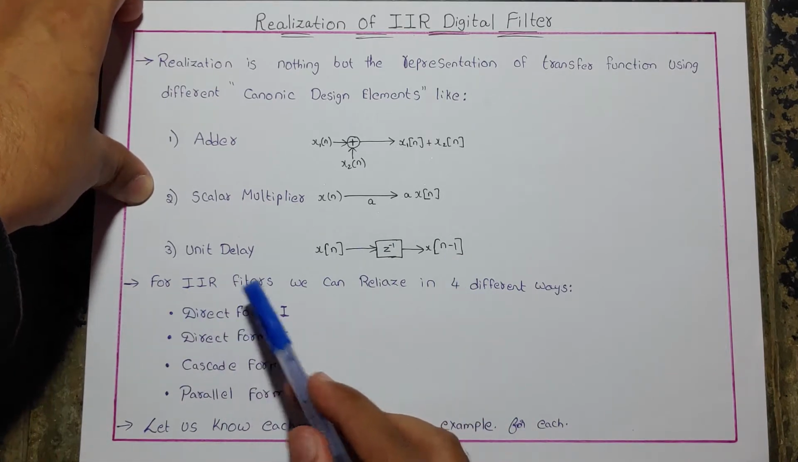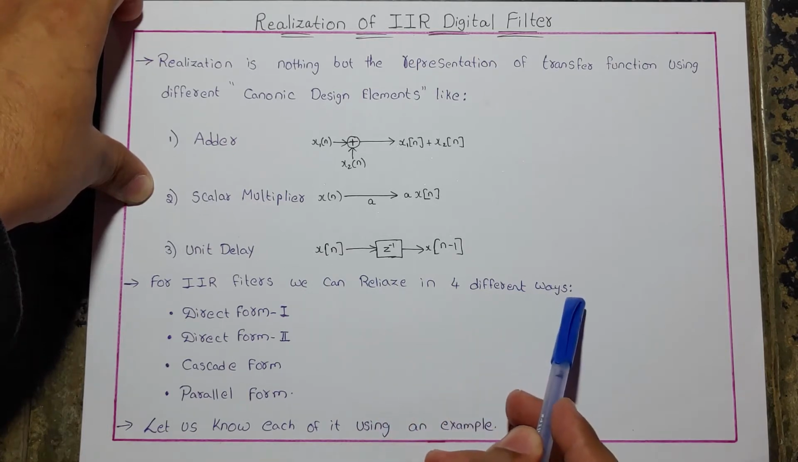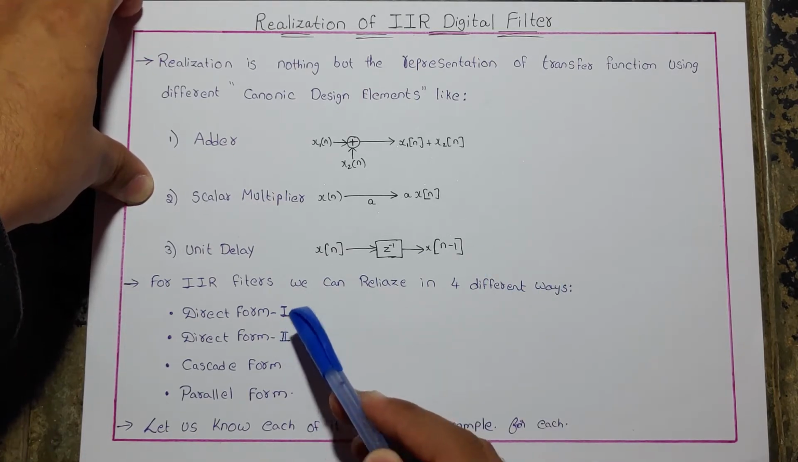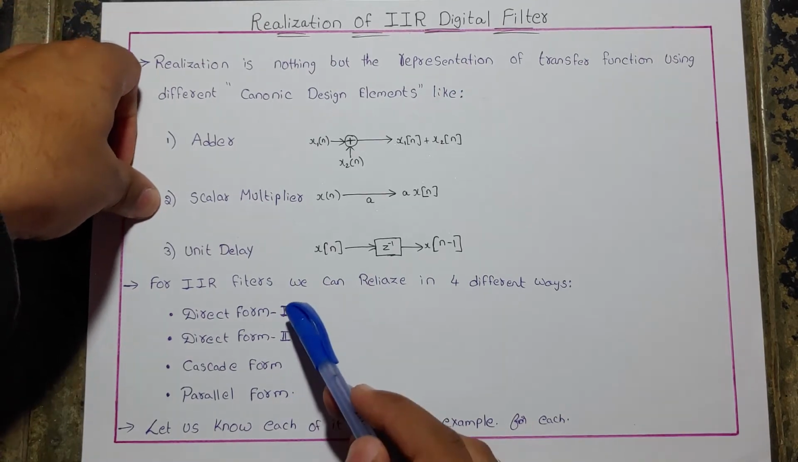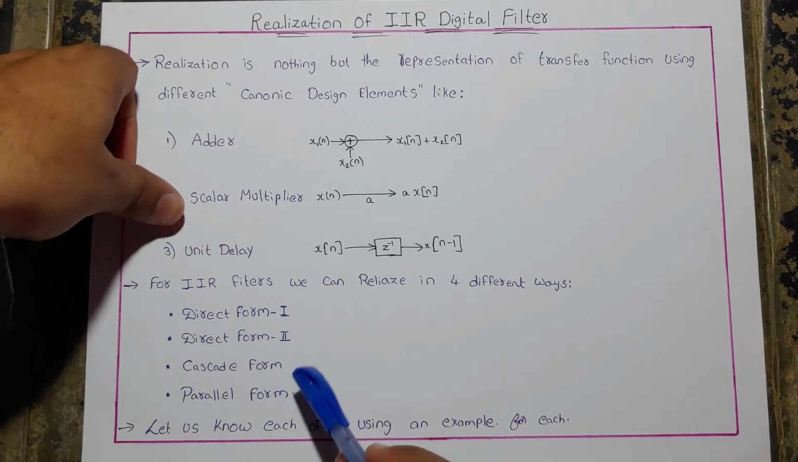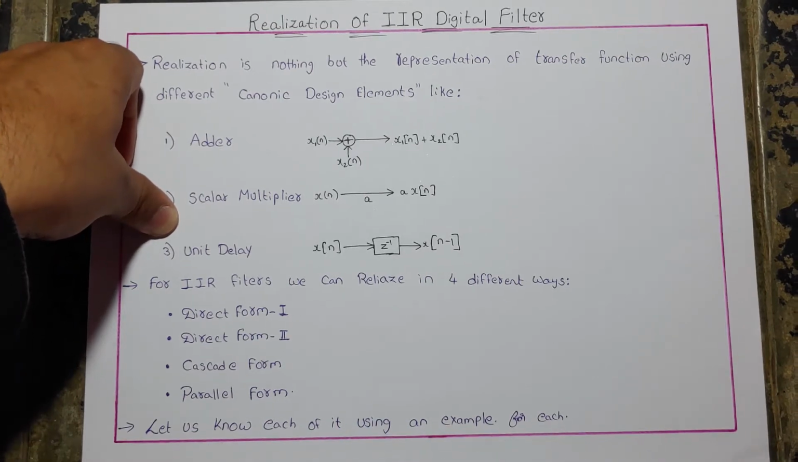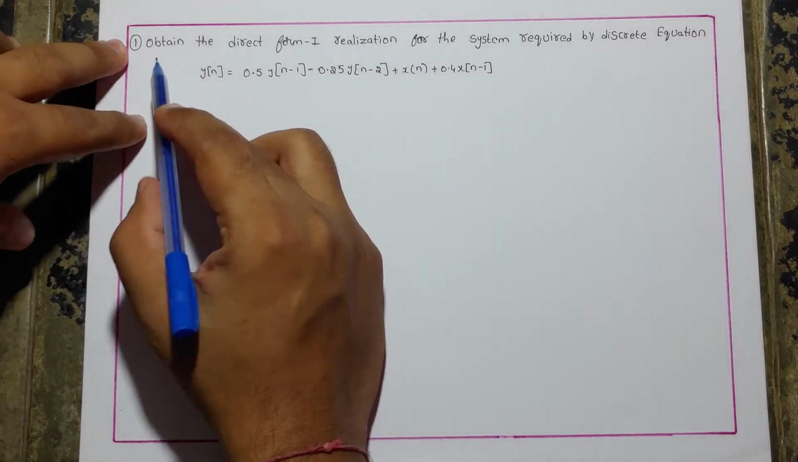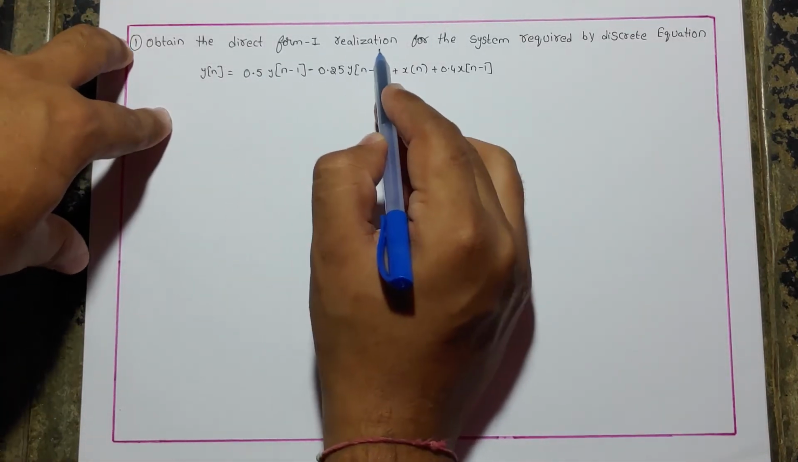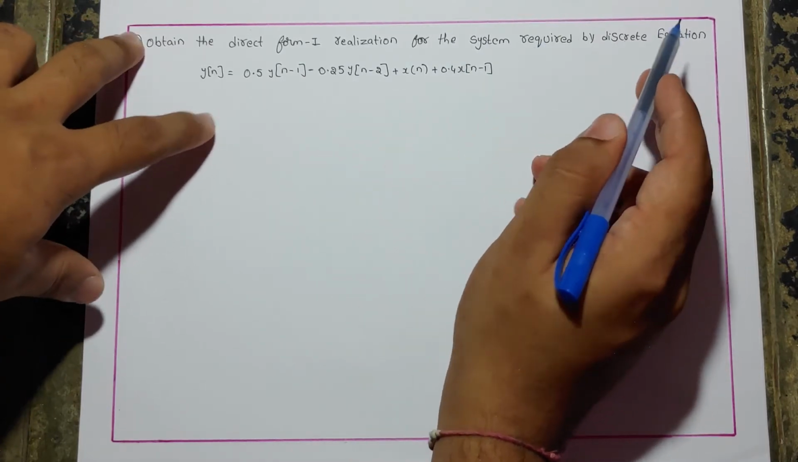For IIR filters, we can realize in 4 different ways. Those are direct form 1, direct form 2, cascade and parallel, which are successors to each other. Let us know each of them using an example. Now let us solve the equation. Here is an example. Obtain the direct form 1 realization for the system required by discrete equation.